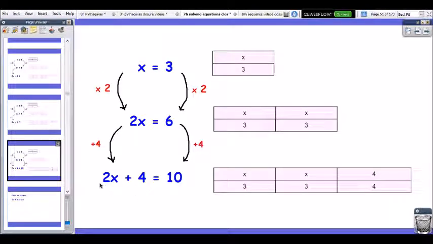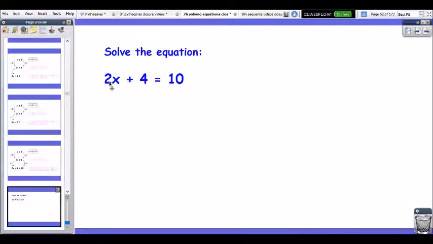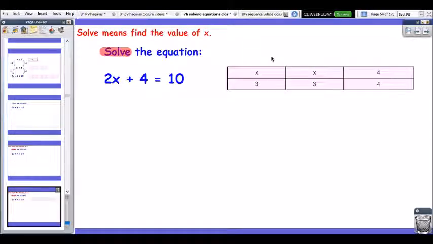Let's think, how do I get from 2x plus 4 equals 10 back to that original answer? Let's say our question is solve this equation. Remember from last lesson, solve just means tell me what x is. Find the value of x. So let's start by using our balancing method. We've drawn an image and let's balance the equation.